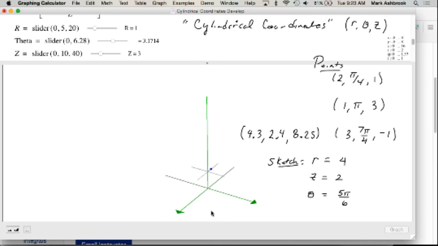So (1, pi, 3) is in which plane? What plane is that in? Which coordinate plane is that in? XZ plane, right? It's negative x. The x value is negative. It's in the XZ plane. And then the last one.